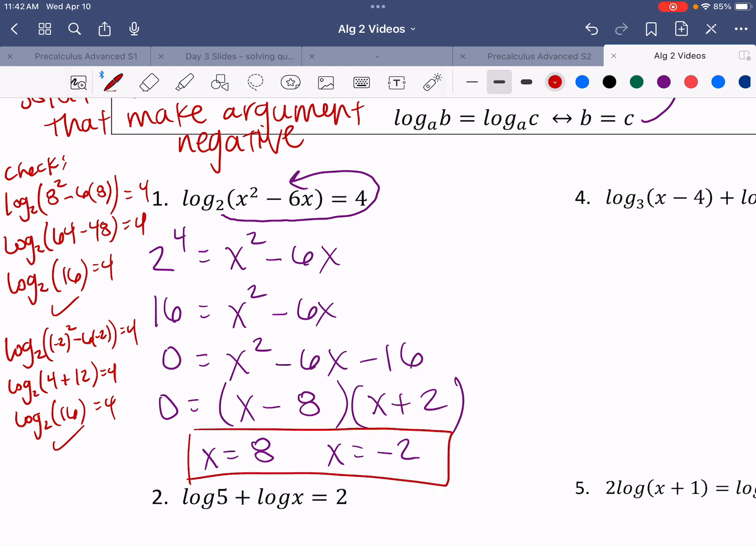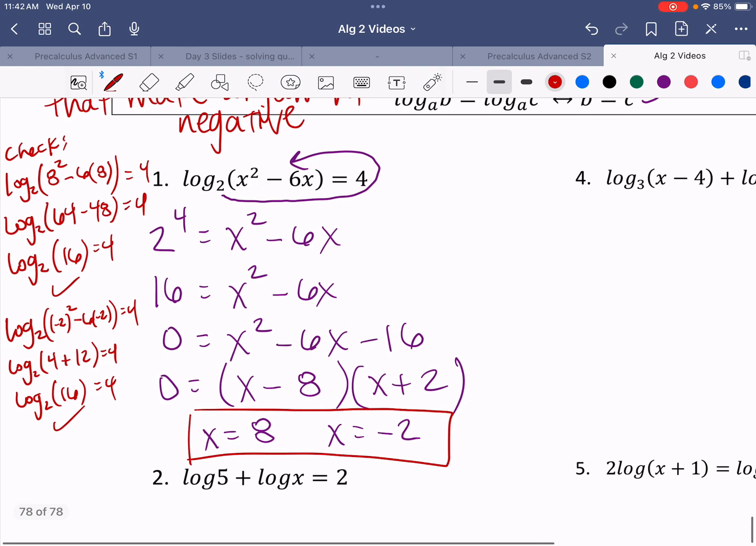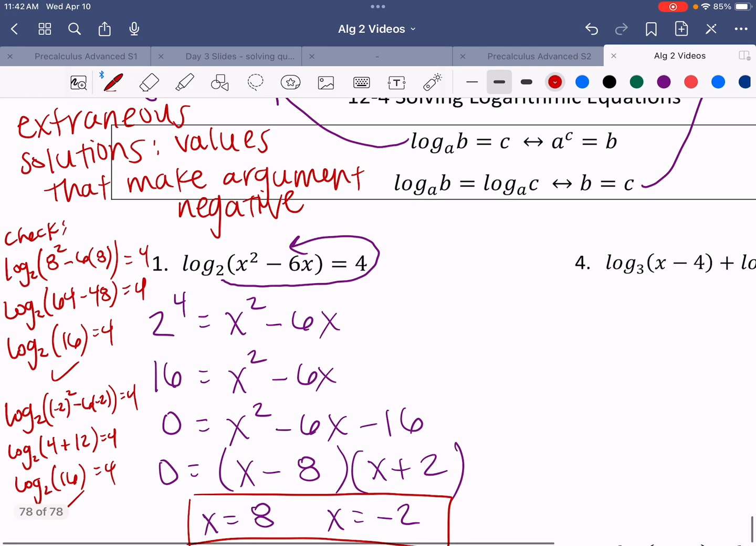We'll see some instances where they don't, and we will be checking. You don't have to check for extraneous solutions in our exponential equations from last class, only in our log equations, since log is not defined over negative infinity to infinity. Its domain is just 0 to infinity. So we are going to check and make sure that the argument remains positive, or else we're going to have an extraneous solution.